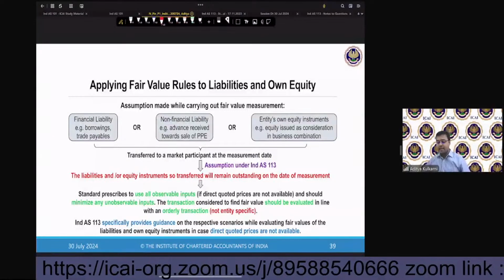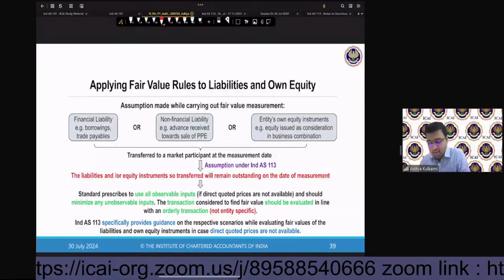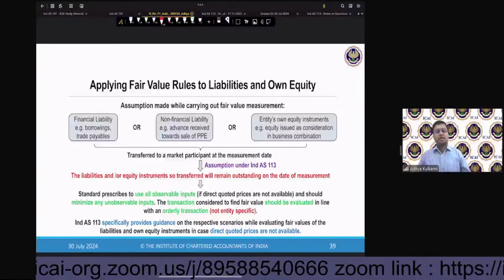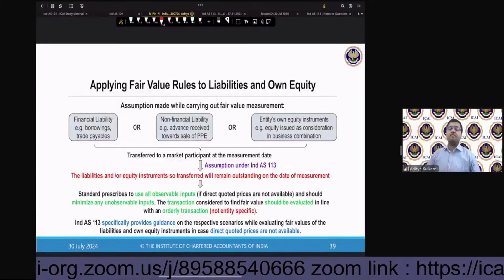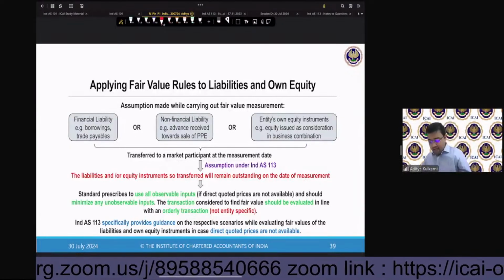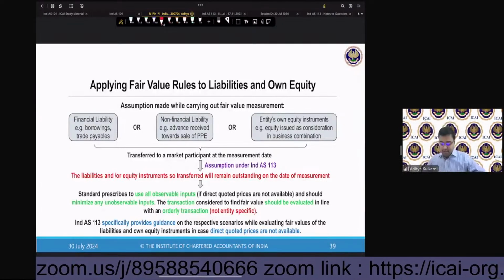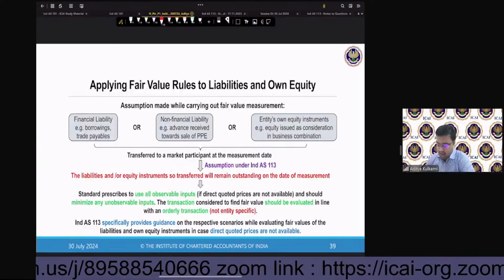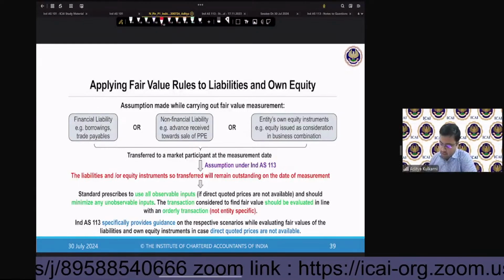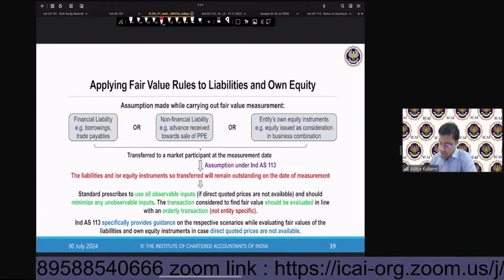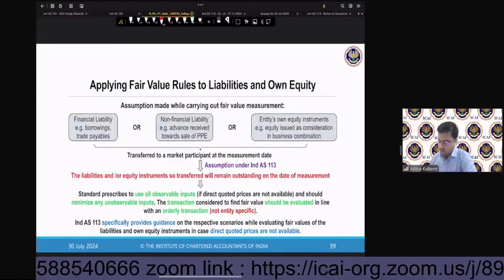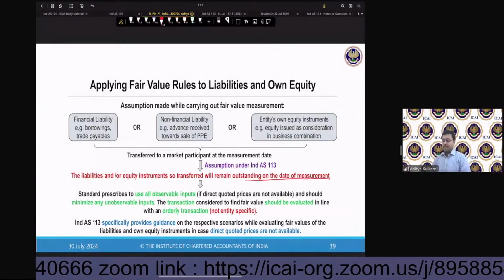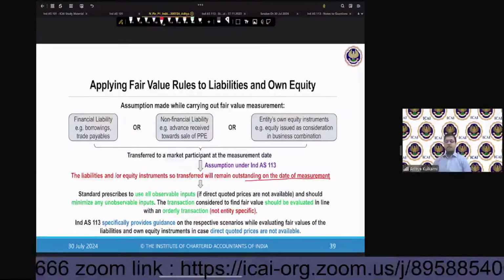Coming next, applying fair value rules to liabilities and own equities. We did whatever questions came from the perspective that they were our assets. But if they are our liabilities, then you will have to do the same thing. So the assumption made while carrying out fair value measurement is that the liability or equity instrument is transferred and will remain outstanding on the date of measurement.